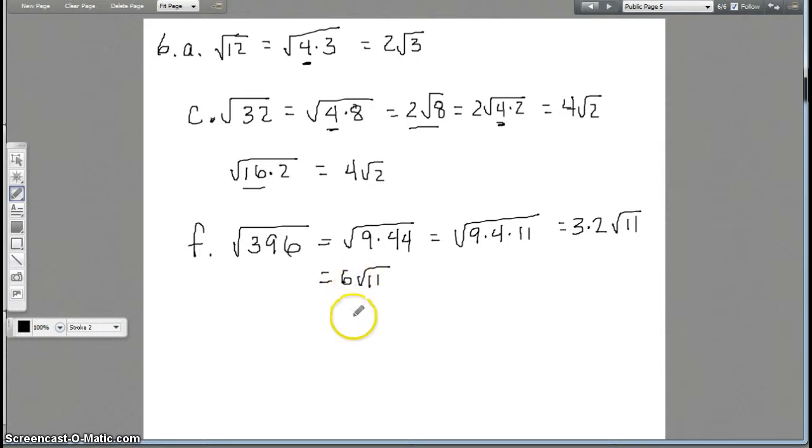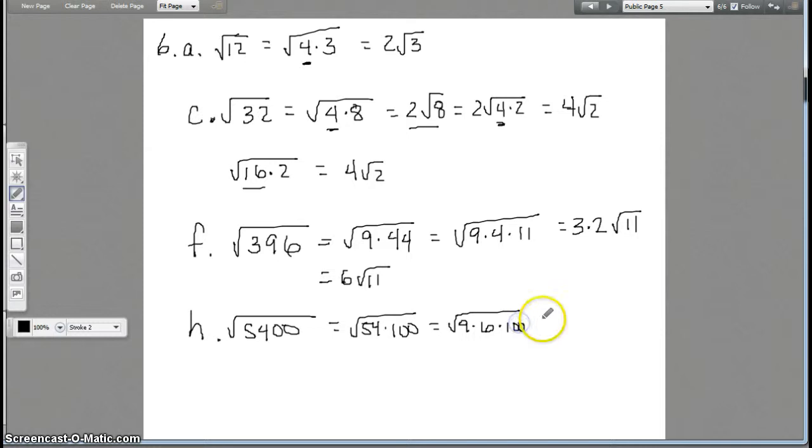Okay, let's do one more part from number 6. That's part H. Part H is the square root of 5,400. Now, you can see right away that this is going to be 54 times 100, and 100 is a square number. But you can also see that 54 is a multiple of 9. So we can break 54 into 9 times 6, and then we have the 100.